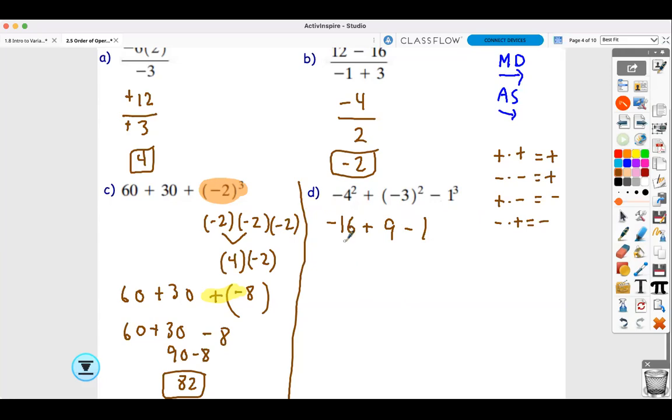-16, guys, you owe the bank $16. All you could deposit was $9. What do you still owe the bank? -7. Bring down the -1. You owe them 7, but you just couldn't help yourself to a dollar candy. So now you owe the bank how much? -$8. And we are done.